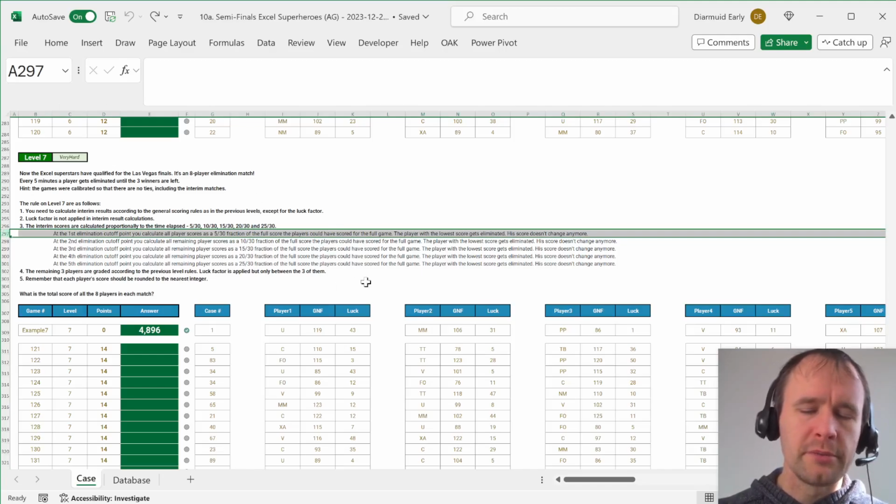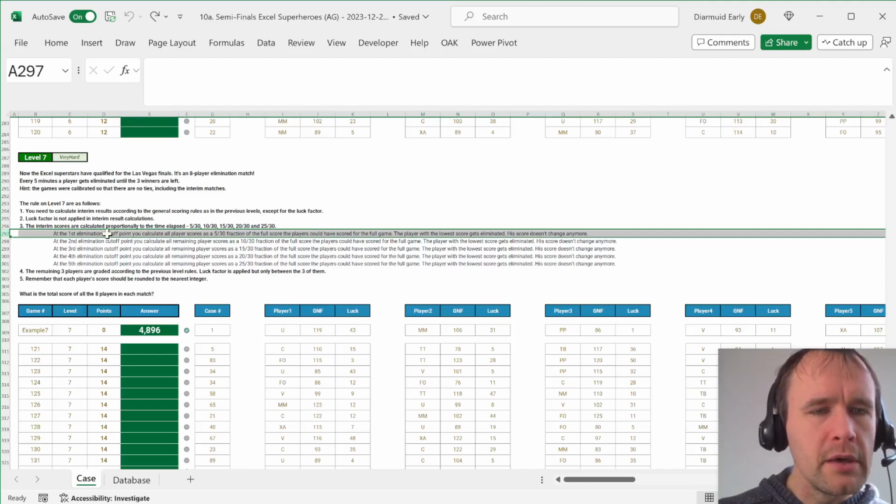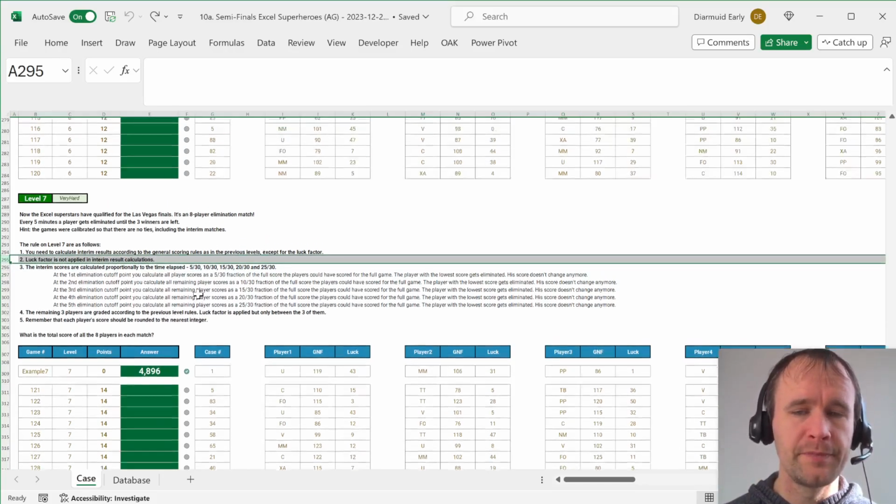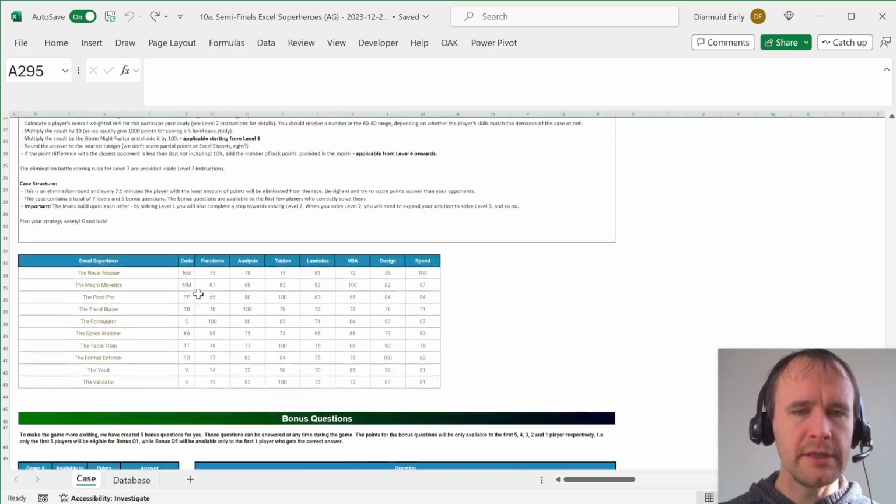But then, when someone is eliminated, their score stops going up. And luck factor is not applied. So you only apply luck to the people who make it to the final three in this case. Okay, so that's the setup.